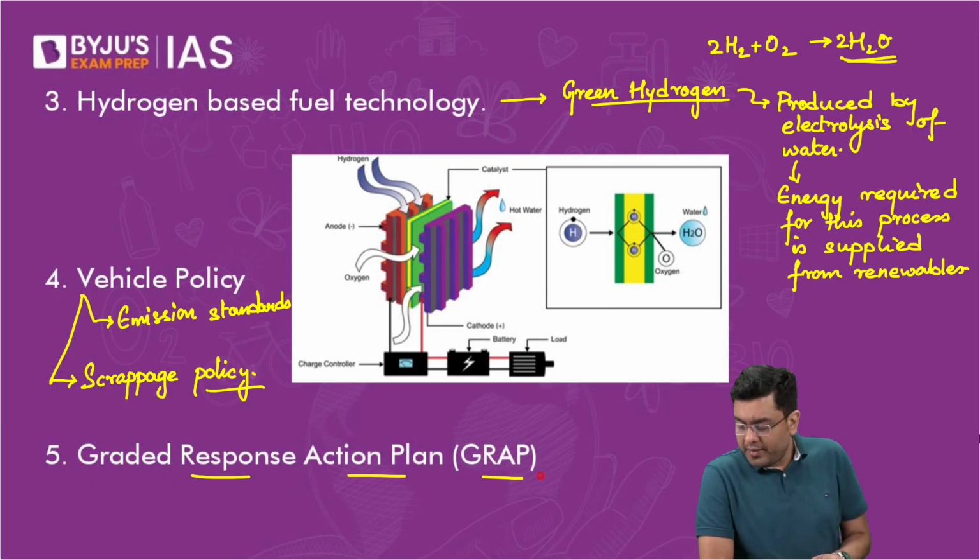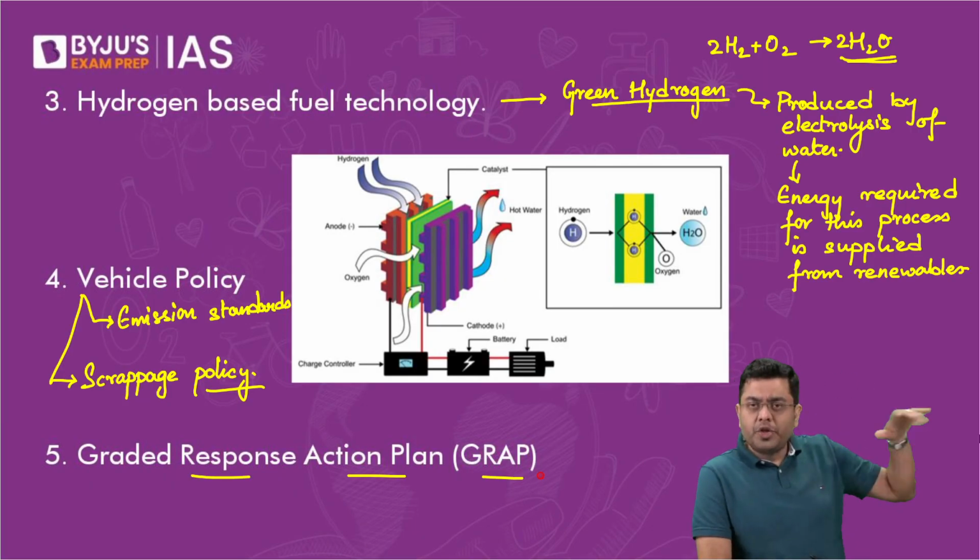Okay, that is GRAP. So for example, if AQI levels go beyond 200, shutdown of the primary schools. If the pollution level goes above 300, shutdown of the industries nearby. Pollution level goes above 400. So that is the graded action plan. For each level of pollution, you have your own action plan.